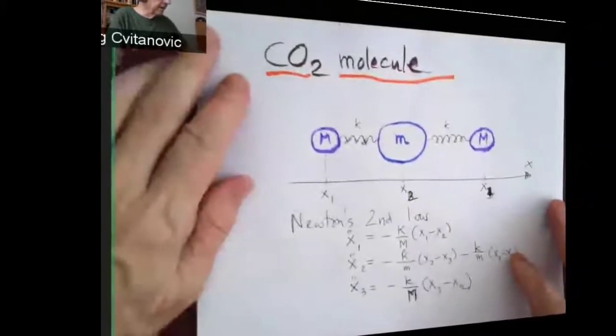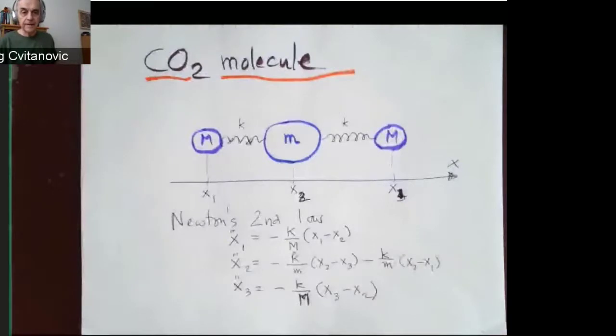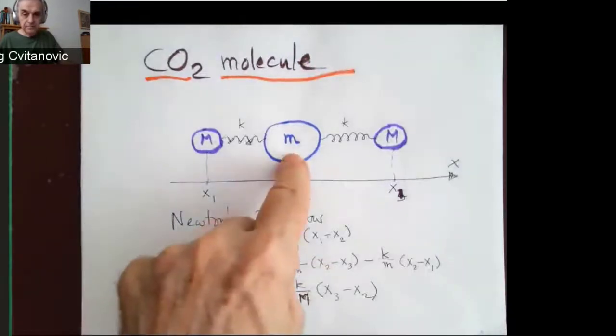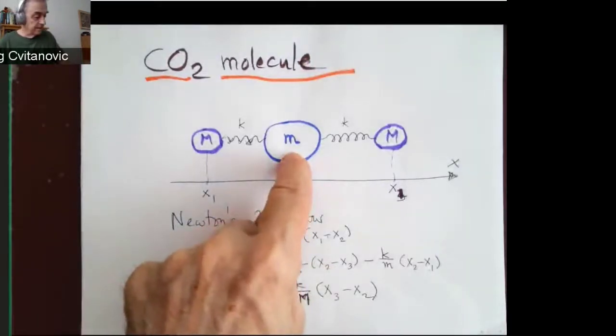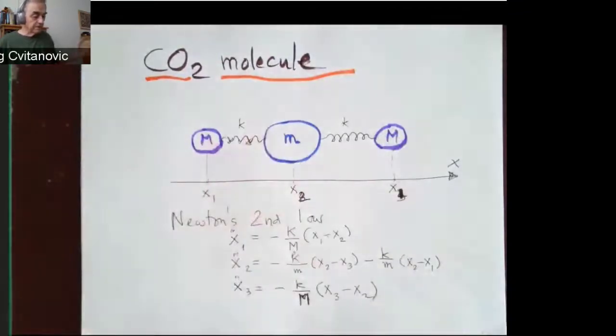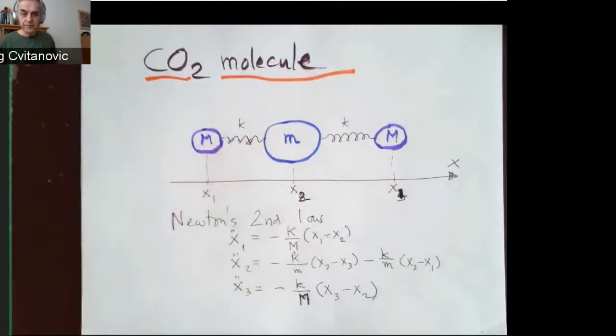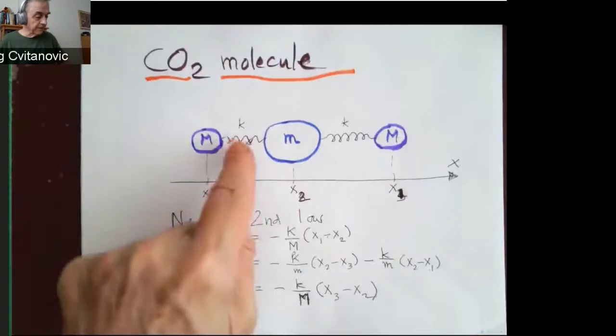Now, I said it in words, but let us define explicitly what is a collinear carbon dioxide molecule. In the classical description, there's a carbon with mass little m. There are two oxygens with masses capital M. They're connected by harmonic or spring potentials with stiffness K.